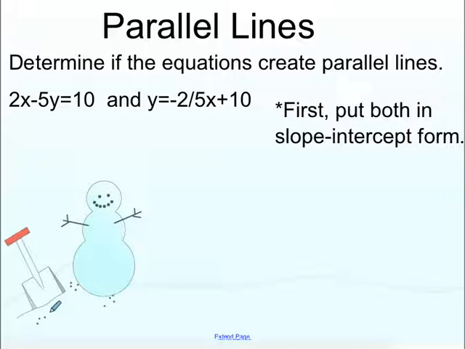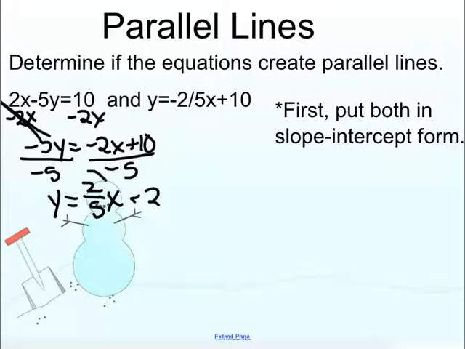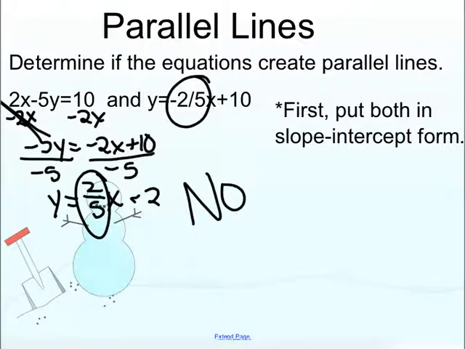Let's just try a couple more examples. Determine if the equations create parallel lines. Well, we need to put them into slope-intercept form, so in the first one, I need to change it by subtracting 2x, and I get -5y is equal to -2x plus 10, and then I divide by a -5. When I do that, I get y is equal to, well, we have a -2 divided by a -5, so that's a positive 2/5 x. And positive 10 divided by a -5 is a -2. So we would look and say, is 2/5 the same as -2/5? No, it is not. So these are not parallel.